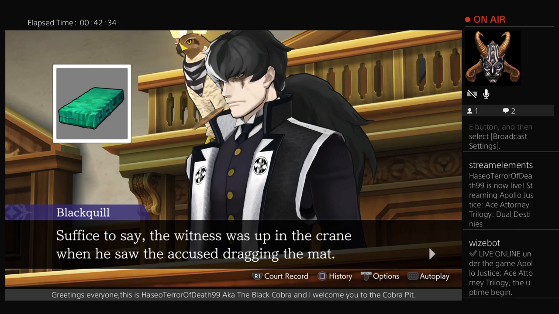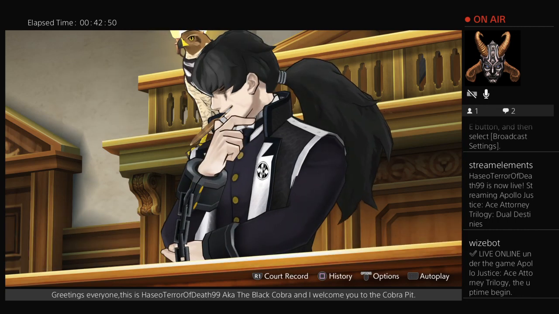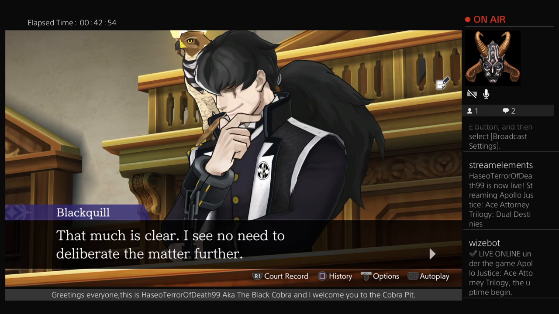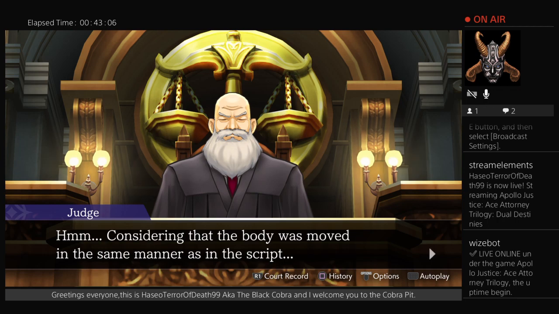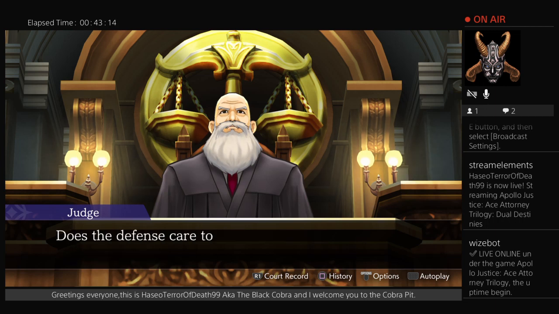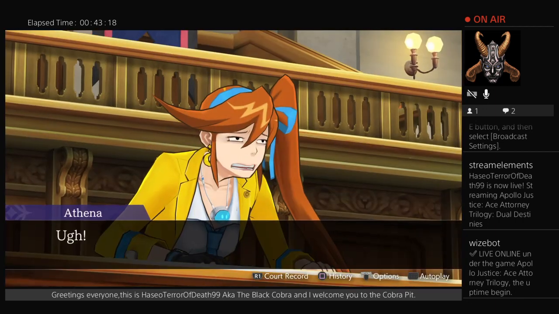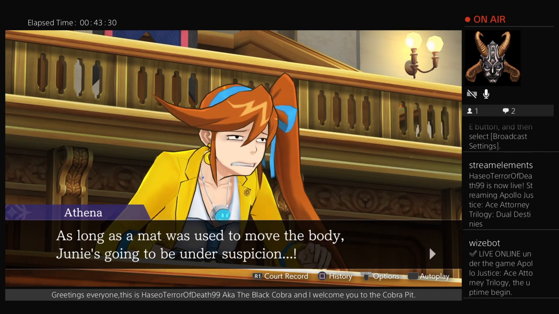Suffice to say, the witness was up in the crane when he saw the accused dragging the mat. The accused readied all she needed to move the body immediately prior to doing so. That much is clear. I see no need to deliberate the matter further. Considering that the body was moved in the same manner as in the script, I disagree. Quite persuasive? Uh-uh. As long as the mat was used to move the body, Juniper is going to be under suspicion.